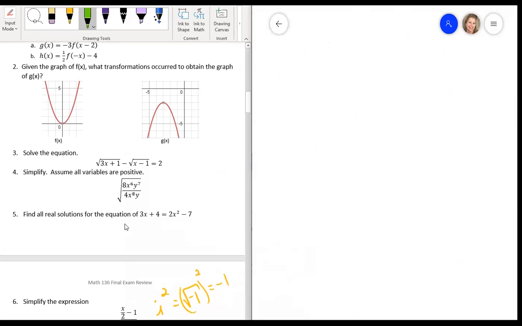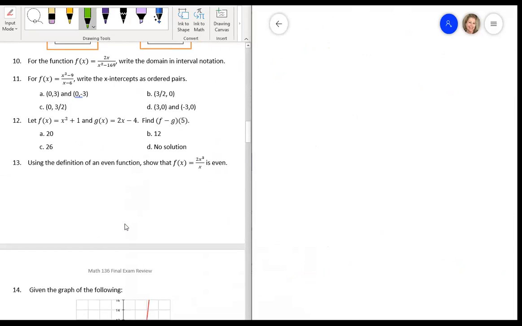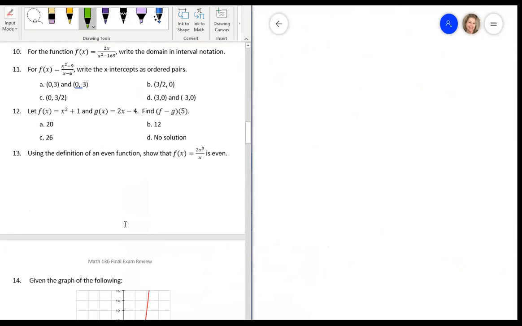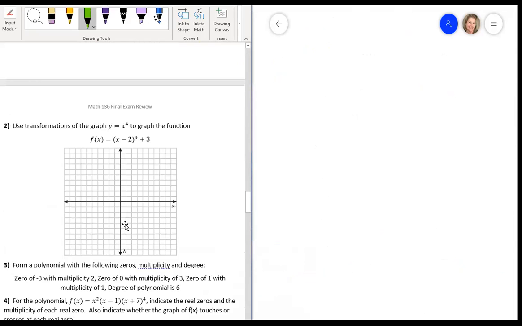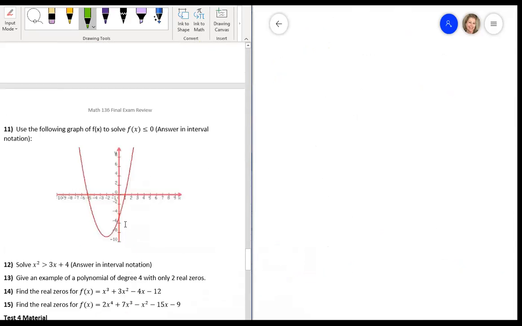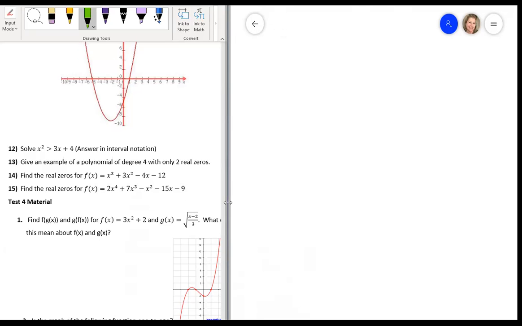Could you do number 13 on test number 3? It says, give an example of a polynomial of degree 4 with only 2 real zeros. Yes. Now on that one, answers would vary. So more than likely, if they put a question like that on the final, or if I do, it would have to be multiple choice because there's no way to answer them in there.